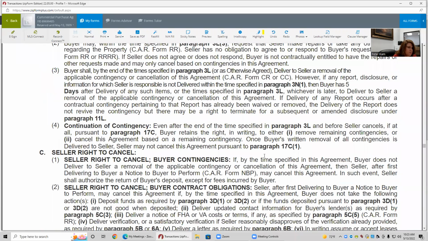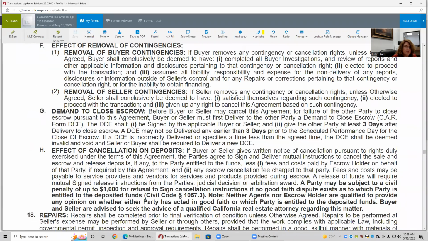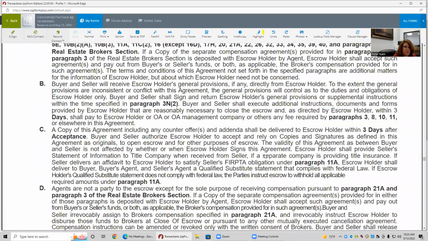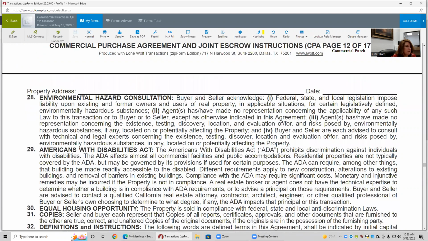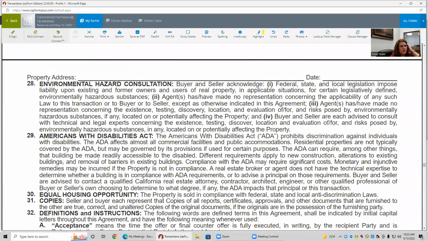So I'm going to roll down to page 13, and then we're going to go over some disclosures. Okay, environmental hazard consultation. The seller and the buyer can consult with technical and legal experts concerning the existing testing, discovery, location, and evaluation of the risk posed by environmentally hazardous substances.